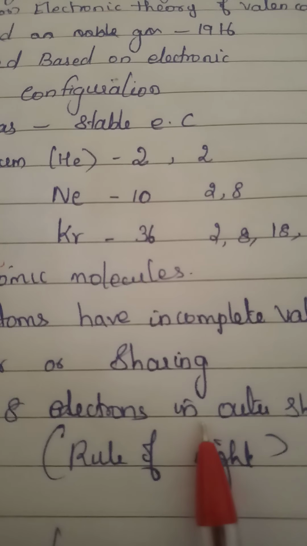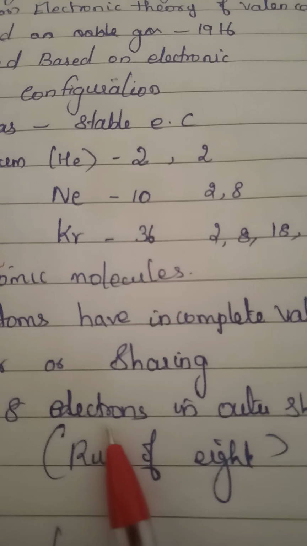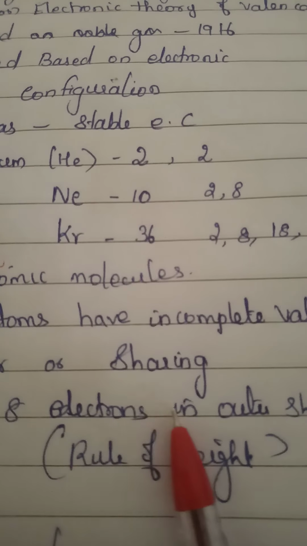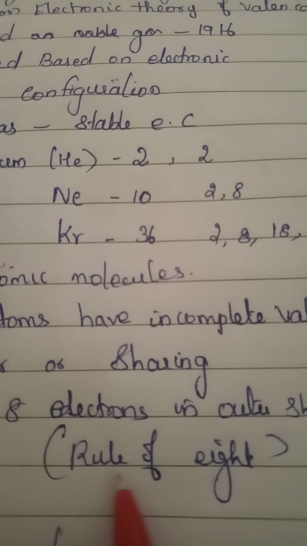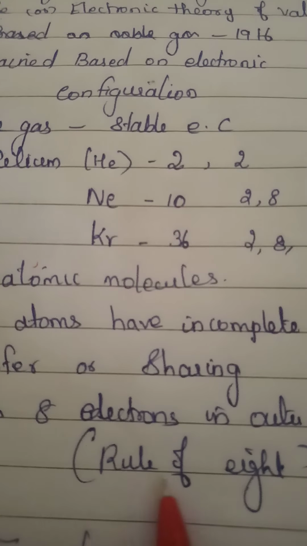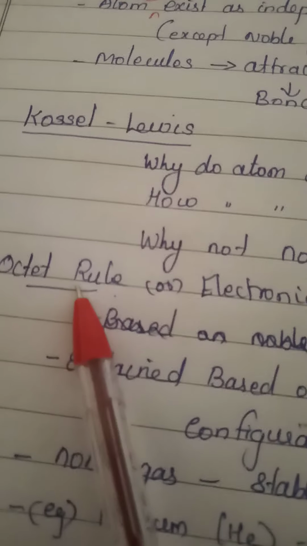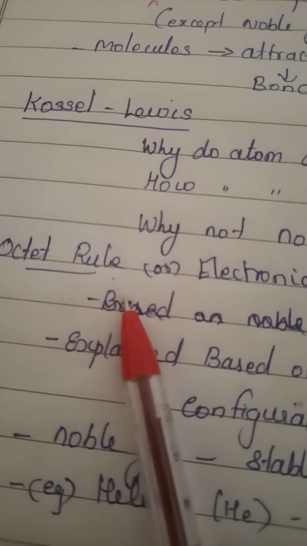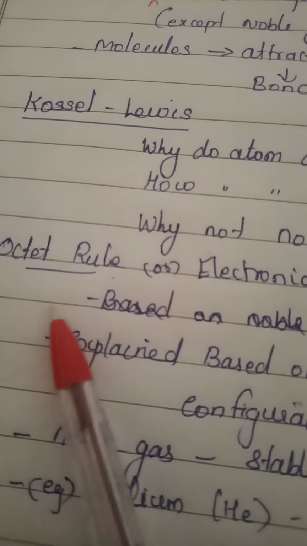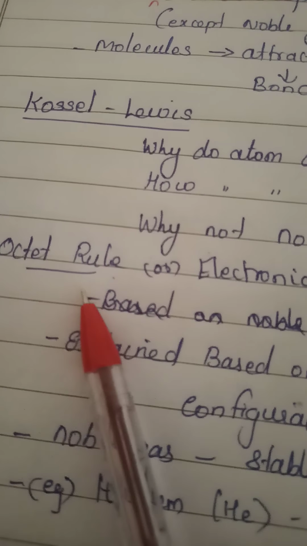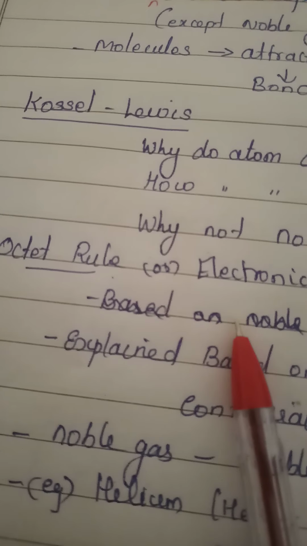In order to achieve 8 electrons like a noble gas, they will take part in chemical reactions either by transferring electrons between them or by sharing electrons between them. Hence he gave this rule as the rule of 8, or we can call it the octet rule. So Kossel and Lewis explained these 3 questions based on electronic configuration, and this rule is called the octet rule, electronic valency or rule of 8.